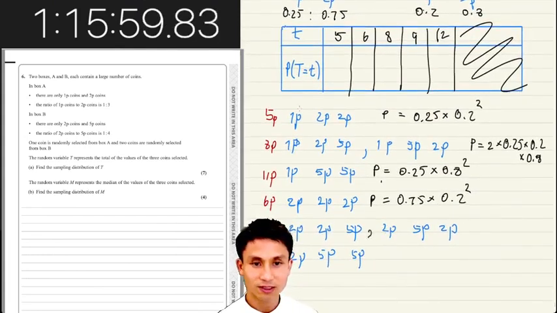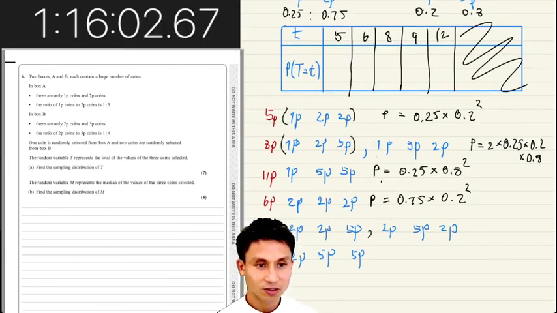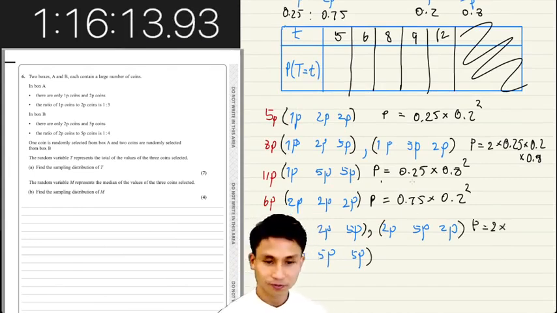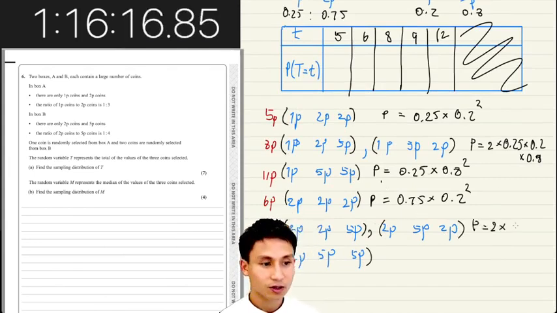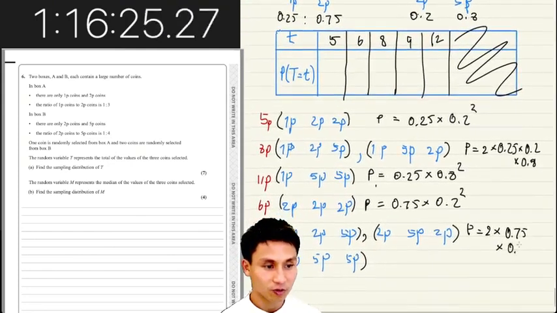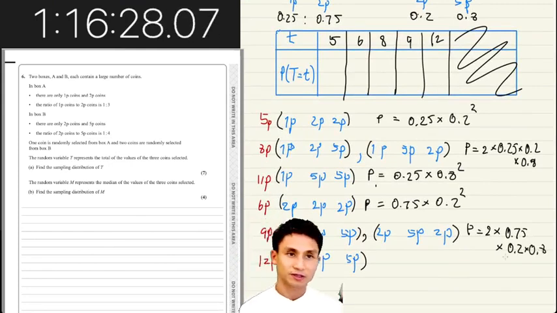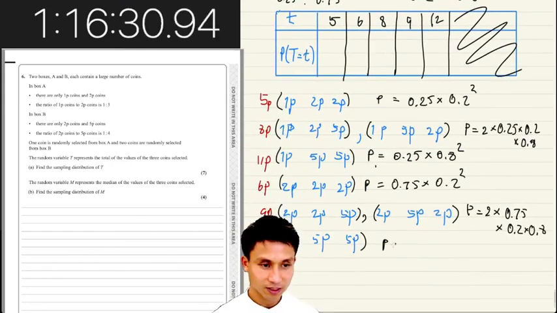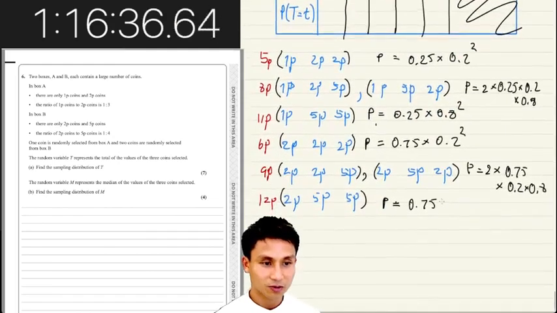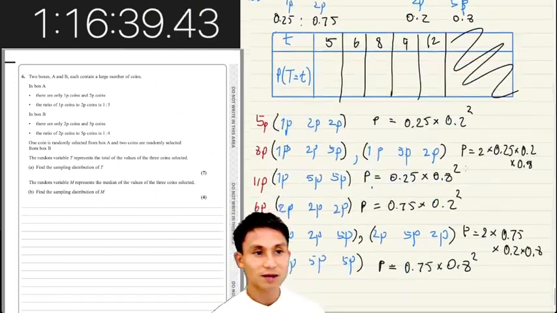This one we have 2 cases. Let me do brackets here so that the examiner who marks the paper will not be confused, which is me, of course. So P here equals 2 times, again, 2 pence now is 0.75 times 0.2 and 0.8, yeah, because that is only from box B. And the last case is 0.75 from box A and 0.8 squared, because that's 5 pence 2 times.